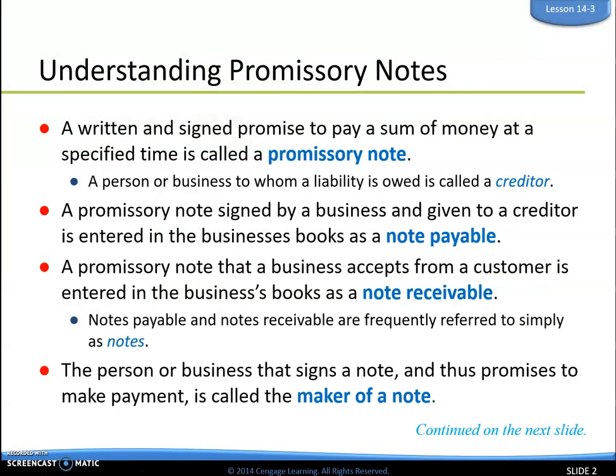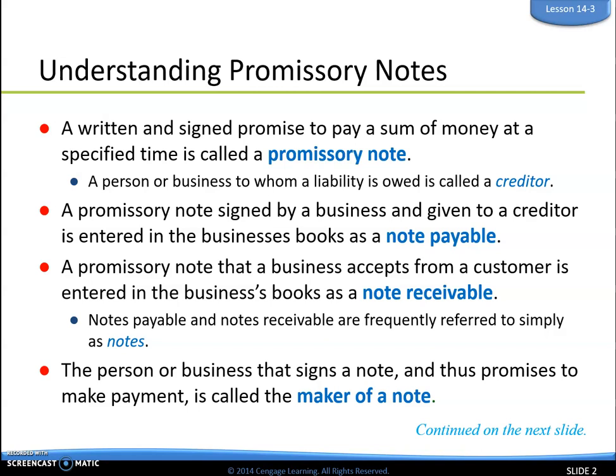So first, they're just giving us a bunch of terms and definitions. First of all, a promissory note is a written and signed promise to pay a sum of money at a specified time. The business or the person to whom the liability is owed is called the creditor. The promissory note signed by a business and given to a creditor is entered in the business's books as a note payable. A promissory note that a business accepts from a customer is entered in the business's books as a note receivable. So it just depends as to what end we are on with that promissory note, as if we record it as a note payable or a note receivable.